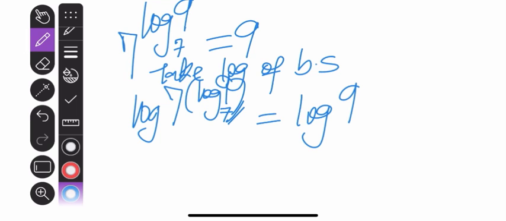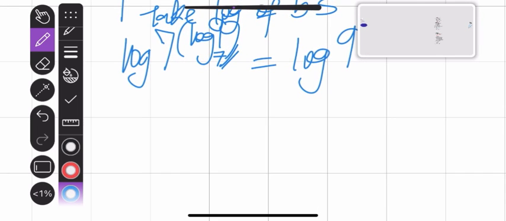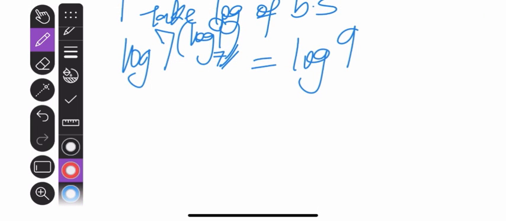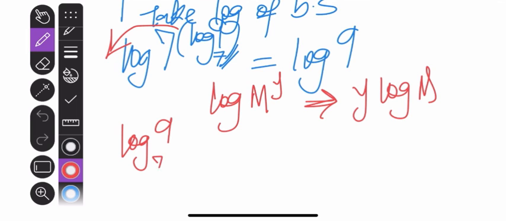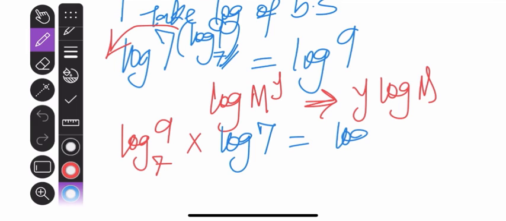From the logarithmic law of power, if I have log m raised to the power y, this is the same as y log m, because the power moves to the left-hand side, then multiplies the function. The same thing is going to happen here. So the power comes down, then multiplies by log 7, equals log 9.